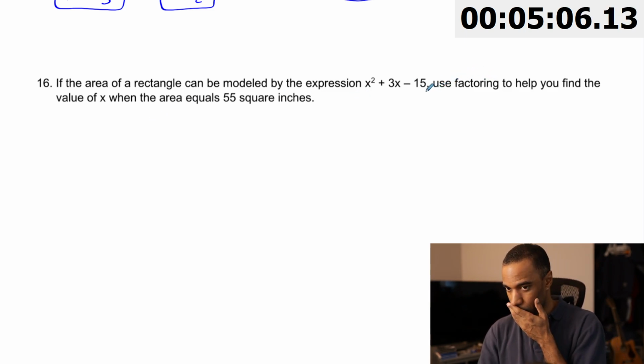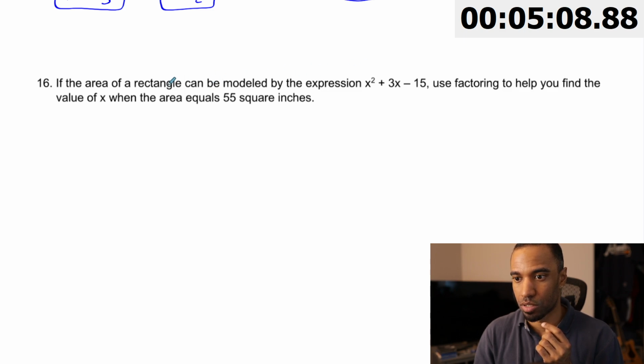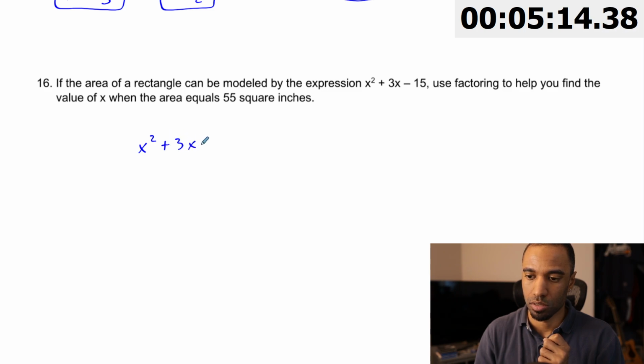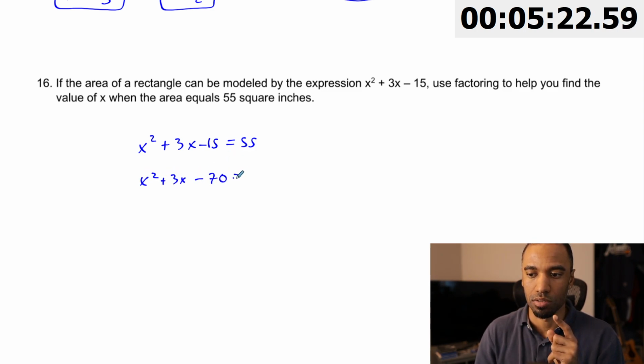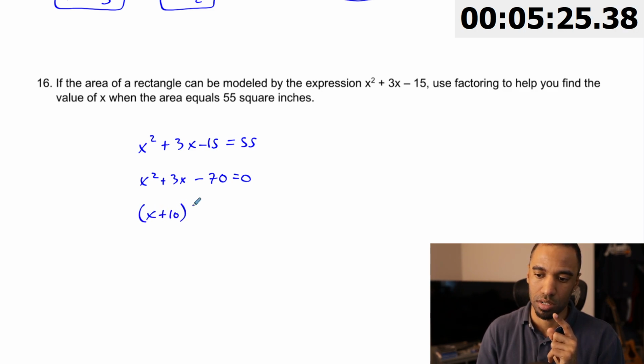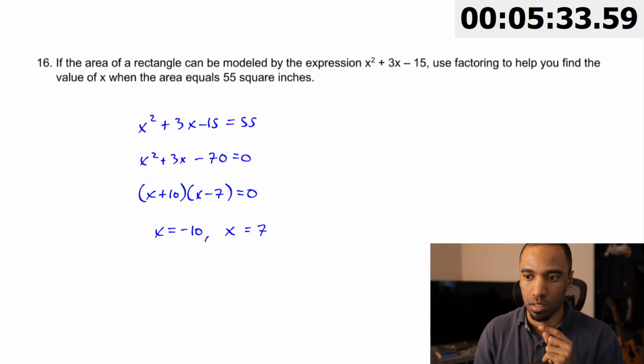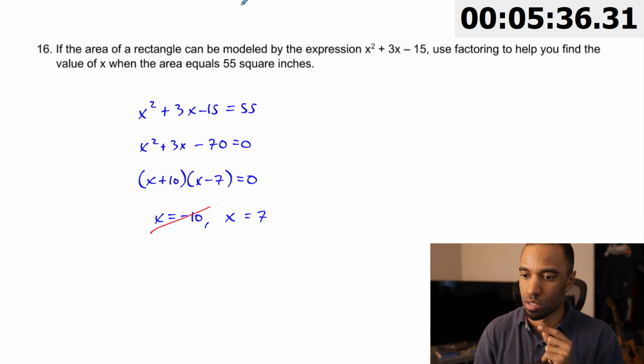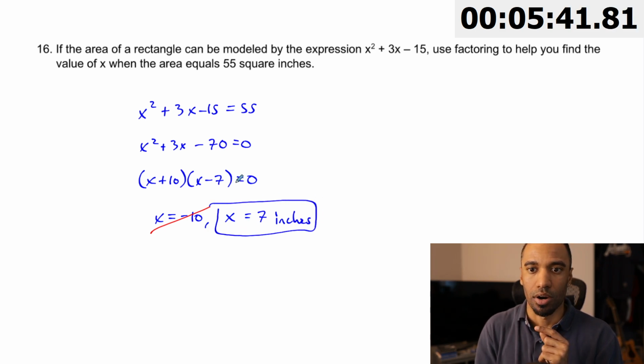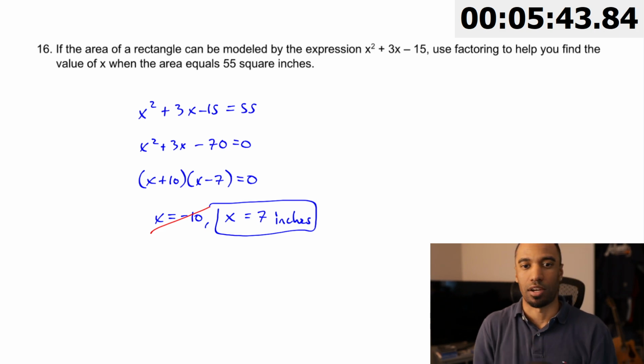Use factoring to help you find the 5x. Area equals 55 square inches. The area can be modeled by this. Okay, this equals 55, so x squared plus 3x minus 15 equals 55. Subtract 55: x squared plus 3x minus, okay, that's fine, equals 0. x plus 10, x minus 7 equals 0. x equals negative 10, or 7, square inches. So all right, done. All right, stop. Done. All right, cool.